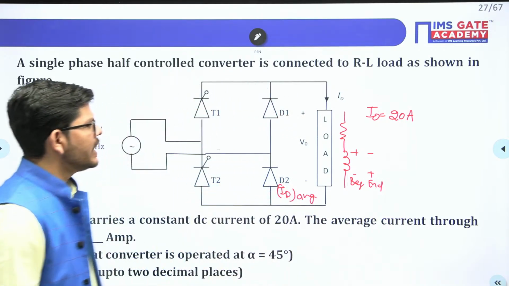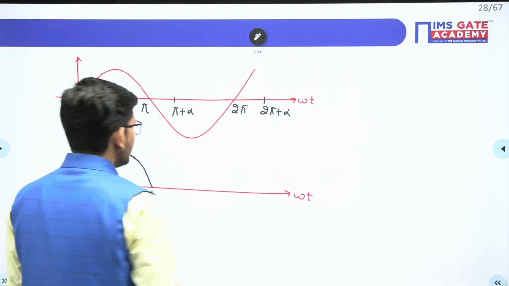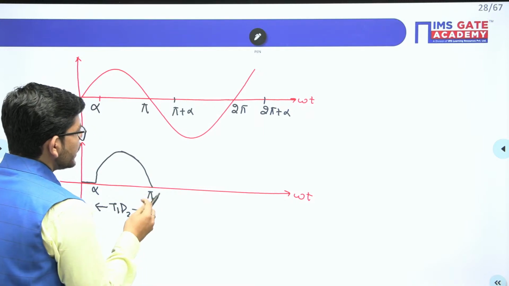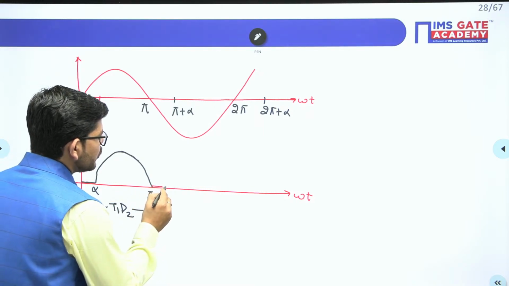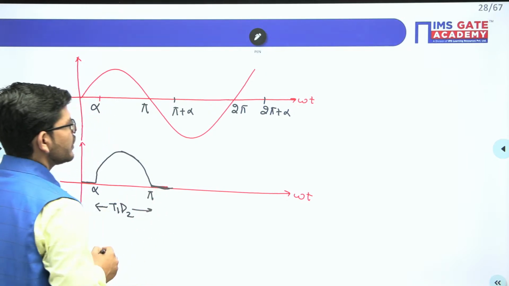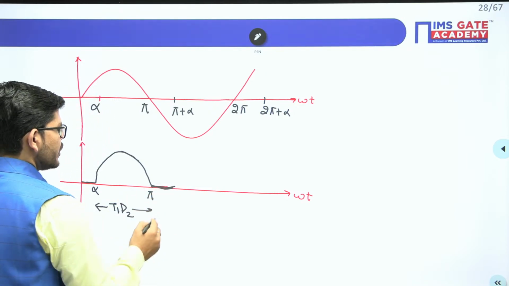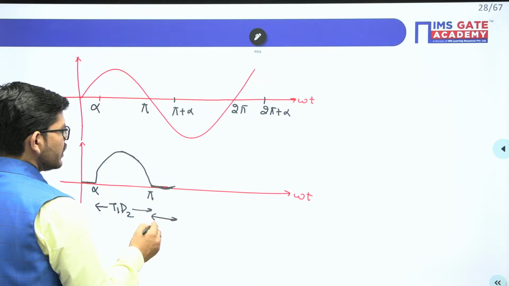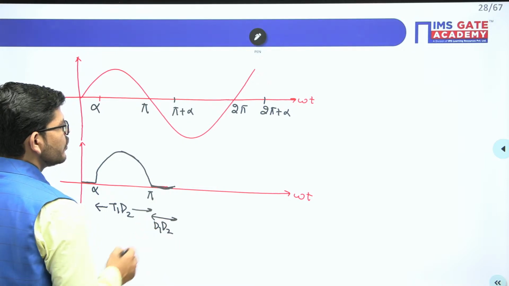So that will be the inductance polarity at the end. For that inductor polarity, D1 and D2 will be conducting from pi to pi plus alpha. So here we have D1, D2 conducting.